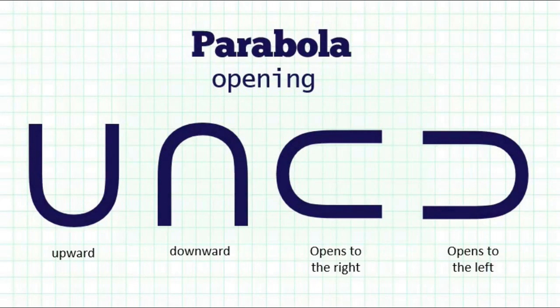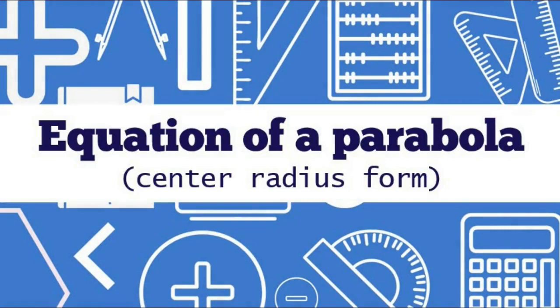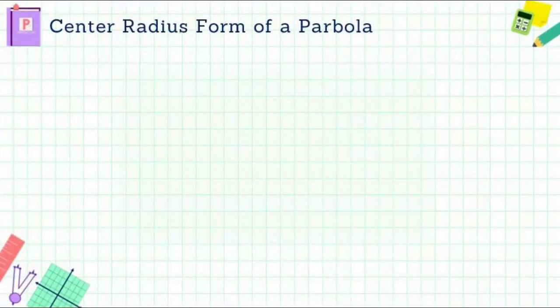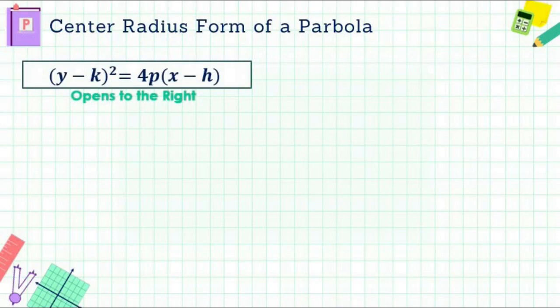Now that you know the different openings of a parabola and you are familiar with their form, it's now time to discuss the different equations of a parabola. All of the equations that I will be showing to you later on will be in center radius form. Since there are four different openings of a parabola, there are also four center radius forms. The first one represents a parabola that opens to the right. It's quantity y minus k squared equals 4p times x minus h.